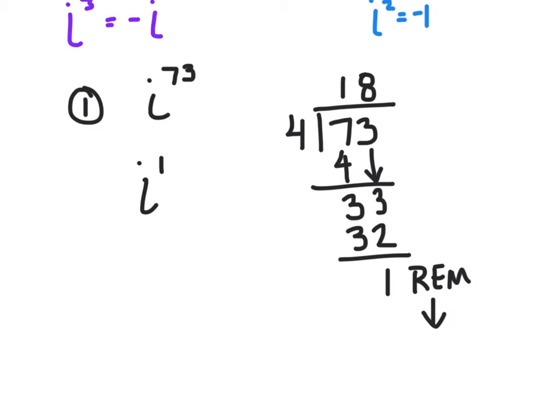Let's make a note of this in our notebook. That remainder becomes the new exponent. And then i to the first is simply i, and that would be my final answer.